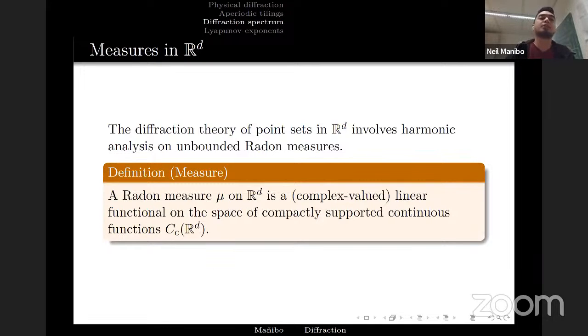So now we already know how to get point sets from tilings. Now to do diffraction, we have to view these point sets as measures in R^d. From this measure, we derive other measures which will represent the diffraction pattern that we see if we do this laser experiment. The diffraction theory of point sets involves harmonic analysis of unbounded Radon measures. So what's a Radon measure? A Radon measure on R^d, or in general on a locally compact abelian group, is a complex valued linear functional on the space of compactly supported continuous functions. For any function which is compactly supported and continuous, it assigns a complex number. That's what a Radon measure does.